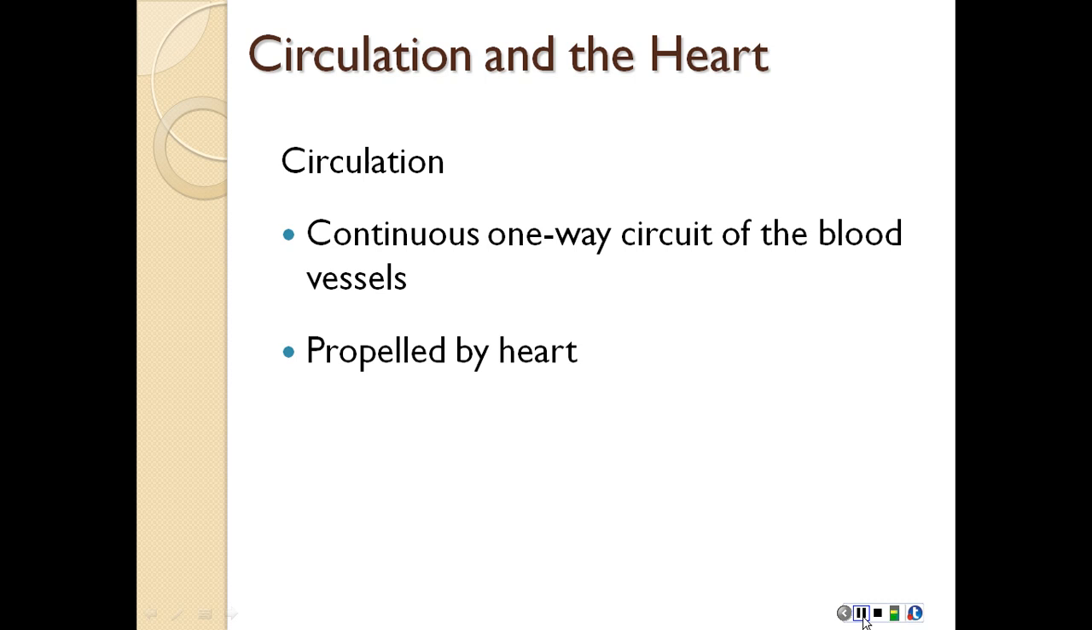Okay, so circulation in the heart. We have a continuous one-way circuit of blood vessels. So blood only goes in one direction, and that's why we can predict that a drop of blood or one blood cell, as it leaves the right atrium, will return to the right atrium because it is a closed loop or closed circuit. And what is the job of the heart in this circuit?